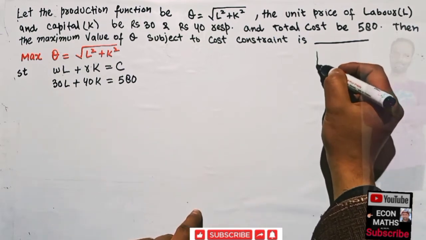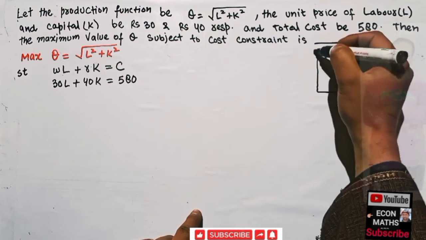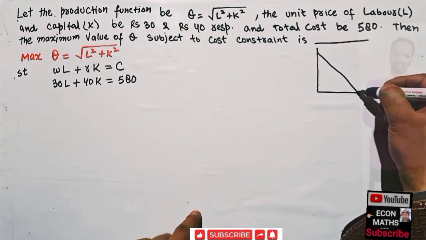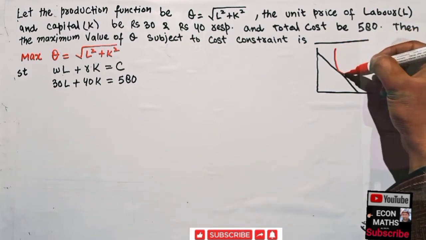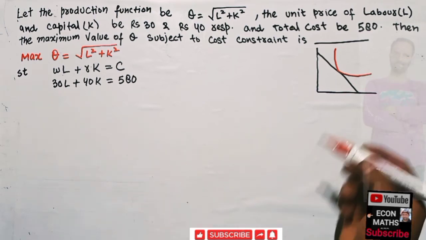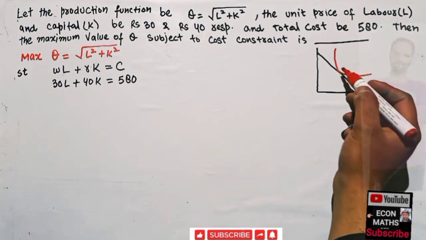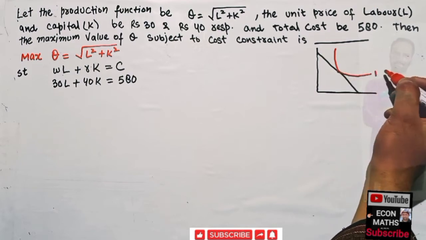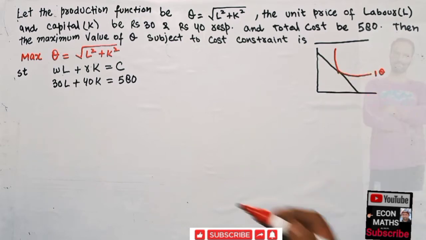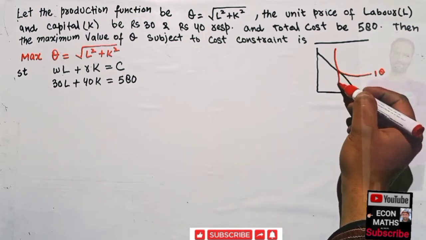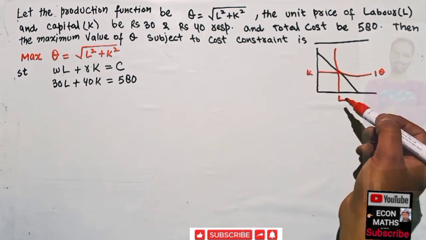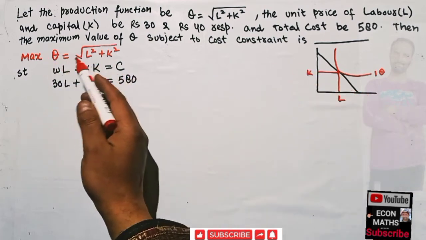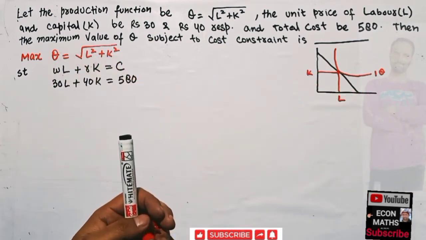Let us say this is our isocost line, and let us say this is our isoquant. The optimal values of L and K are found where this isoquant is tangent to this isocost. At this point we have the optimal value of labor and capital. First we need to find the optimal value of L and K and then plug them into this objective function to get the maximum value of Q.